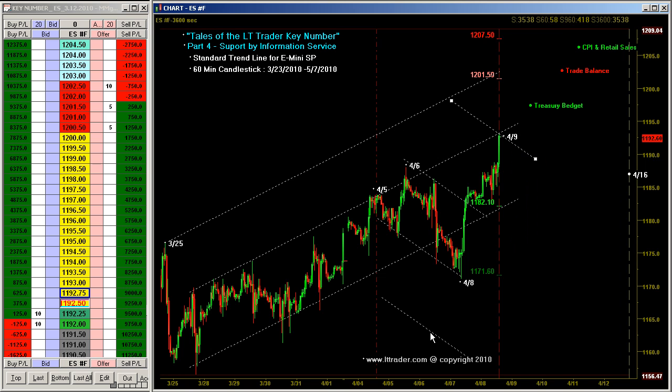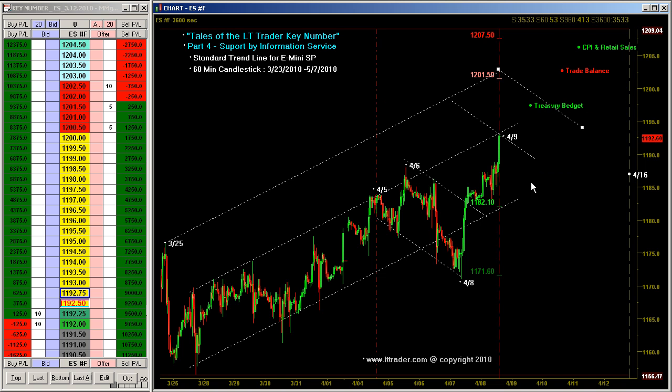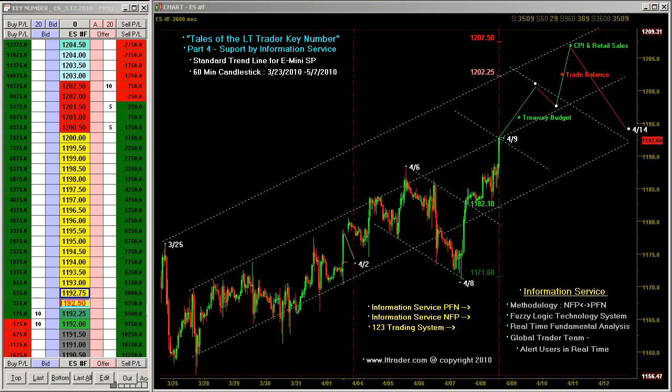Now we're going to change the screen and add in LT Trader Information Service data. Okay, great. Here's our new screen. Notice we have extended our trend lines into the future so we can be prepared for the trading possibilities in the days to come. We have also posted 3 important upcoming events that could affect our trading decisions. First is the Treasury budget on Monday. Second is the trade balance on Tuesday. And finally, we've got the CPI and retail sales report on Wednesday.